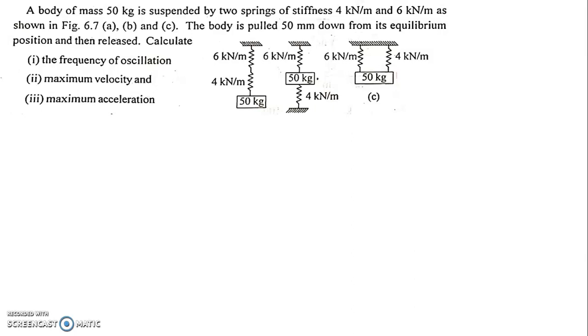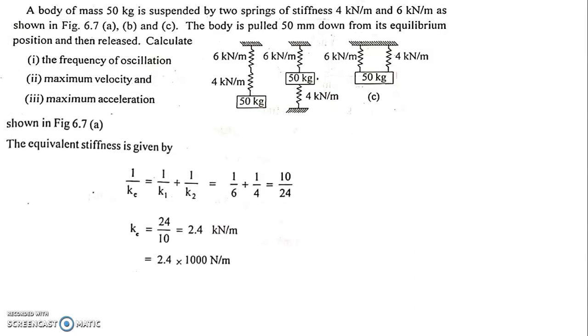The mass is given as 50 kilogram, and k is given by 1 by k1 plus 1 by k2 for the first one. For the second and third one, it is k1 plus k2. The maximum velocity is given by omega into x, and the maximum acceleration is given by omega square into x. Here is our equivalent stiffness: 1 by K1 plus 1 by K2, 1 by 6 plus 1 by 4 is equal to 1 by K equivalent.